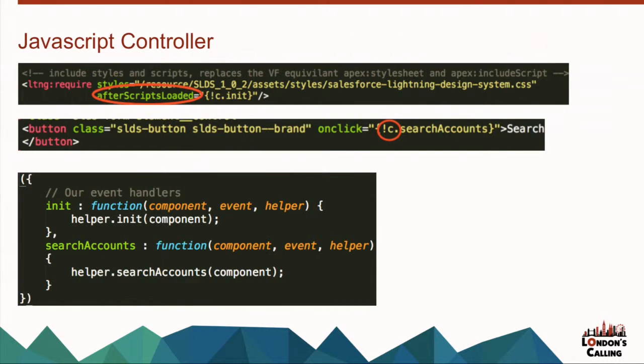Like I said, the controller is nice and simple, really lightweight. Just to throw it all together, we have our AfterScripts loaded tag at the top, which references the init method we want to run, and we also have our search accounts method, which we're calling off the back of a button. In our controller there, we can see the two event handler methods, and all they're doing is capturing that and passing it off to our JavaScript helper, which will actually do the work.